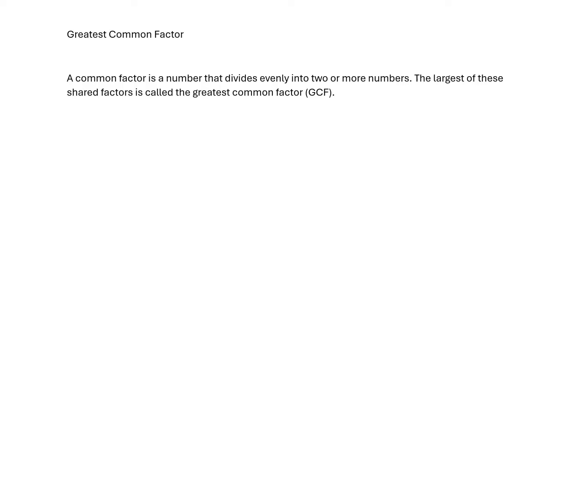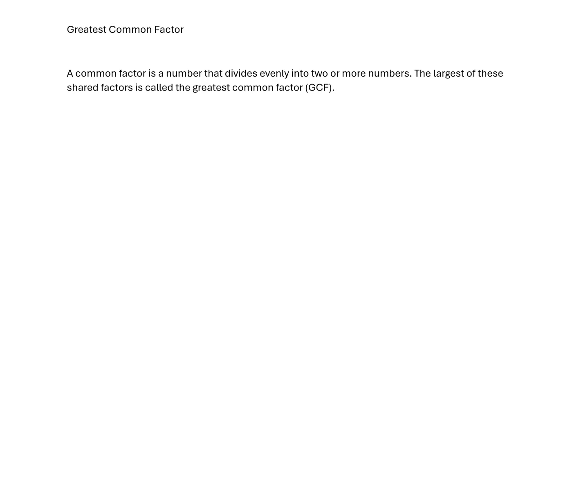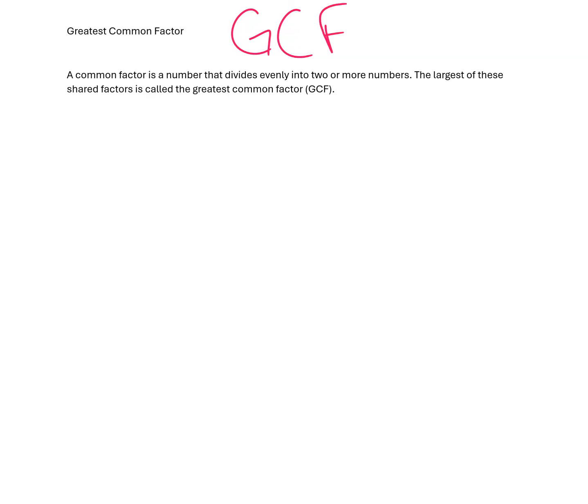Hey guys, today's video is greatest common factors. Some of you also know it as GCF, so you can write that down also as a reminder. So the definition is a common factor is a number that divides evenly into two or more numbers. The largest of these shared factors is called greatest common factor, which is GCF.